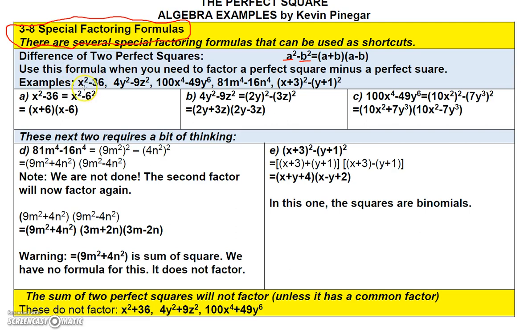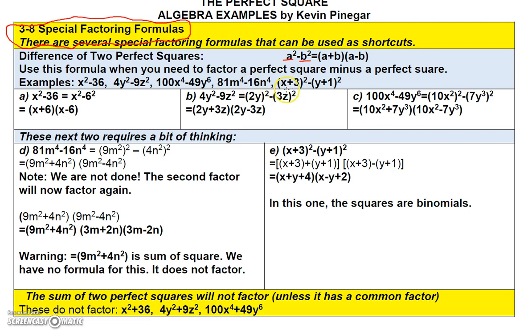x squared minus 36, that would be the difference of two perfect squares, because x squared is a perfect square, 36 is a perfect square. 4y squared minus 9z squared is the difference of two perfect squares, because 4y squared is just (2y) squared, and 9z squared is (3z) squared. And then here 100x to the fourth, that's just (10x squared) squared. And then 49y to the 6th, that would just be (7y cubed) squared. And then here you have 81m to the 4th minus 16n to the 4th, so that would just be (9m squared) squared, and this would be (4n squared) squared, and so forth.